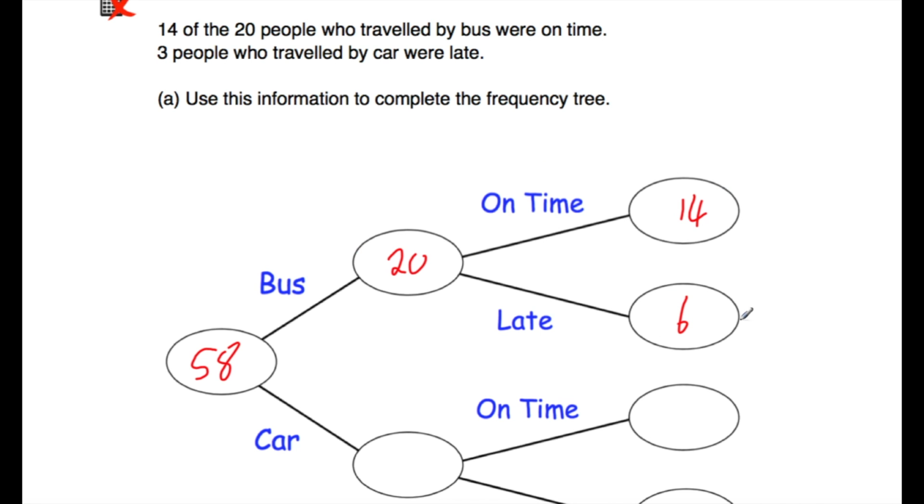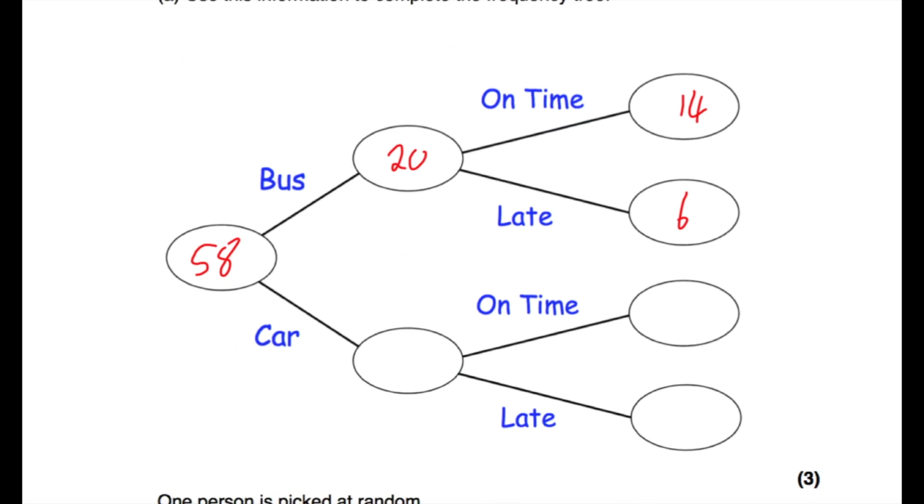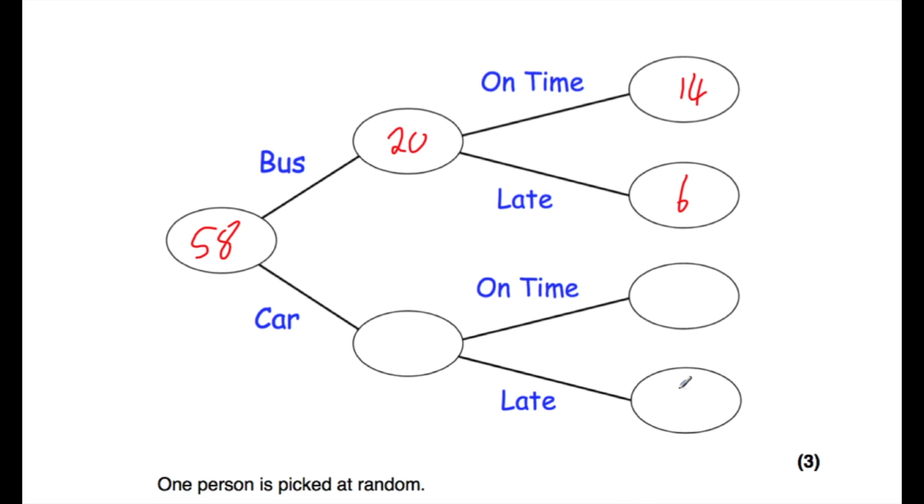So we've actually filled out all of those. And also we're told that 3 people who travelled by car were late. So if we go down, we know that 3 people that travelled by car were late. Now there's 58 people and 20 travel by bus. That means that the rest of them, 38 of them, because 58 take away 20 is equal to 38, 38 of them travel by car. 3 of them were late, so that means that the rest of them, the 35 of them, were on time. And that's it. So we filled out our frequency tree.